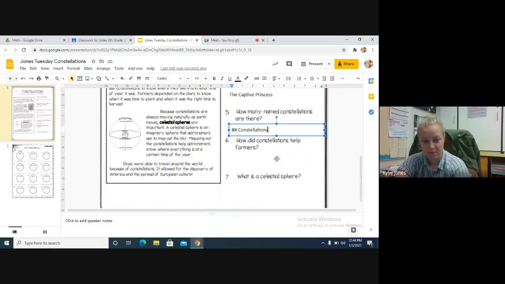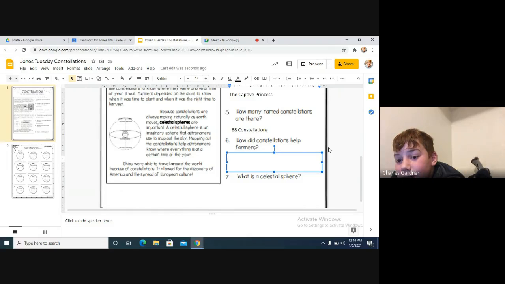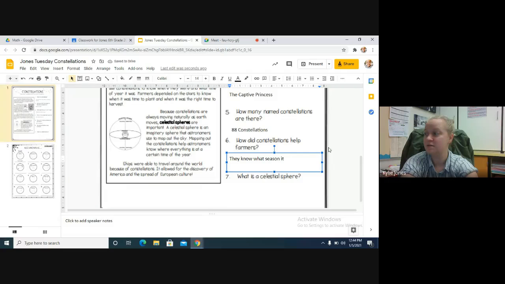Good. We're almost there. So how did constellations help the farmers? So they knew what season it was. And okay, know when they had to pick their crops. Good. So they know what season it is. And good, Bradford. It's like a clock. The time of year helps them figure out when they need to plant things and when they need to harvest them. They know what season it is, so they know when to plant crops and when to harvest them.